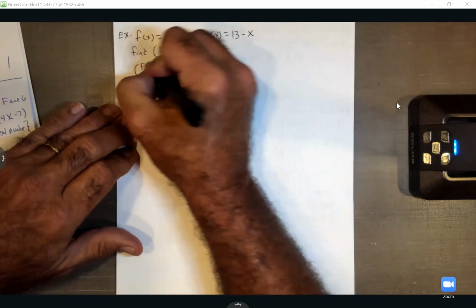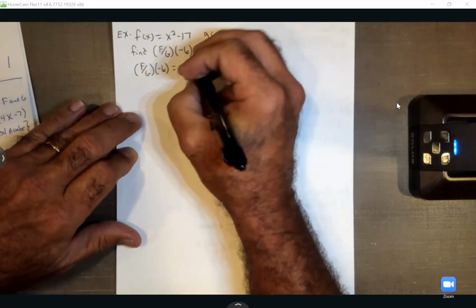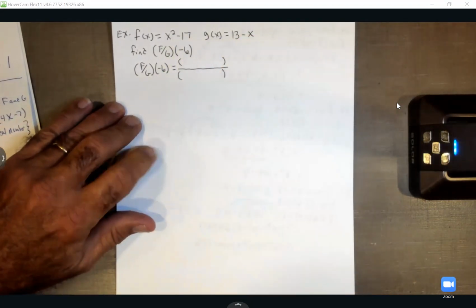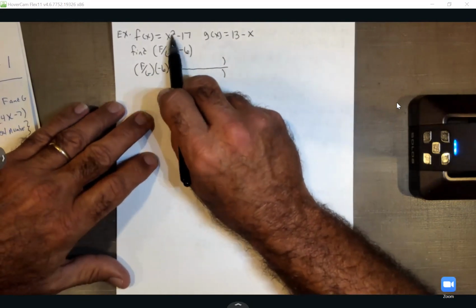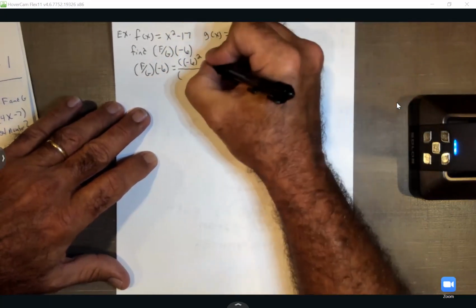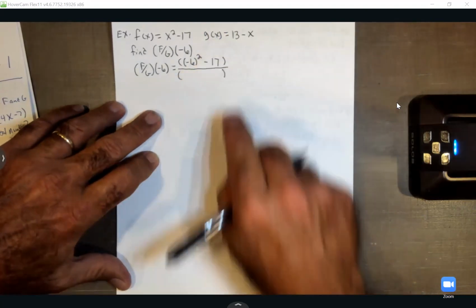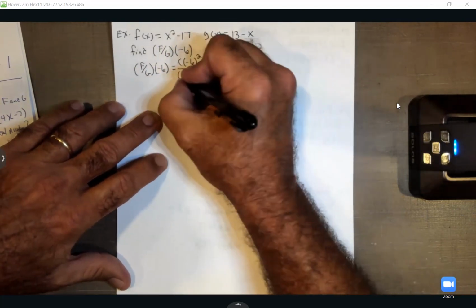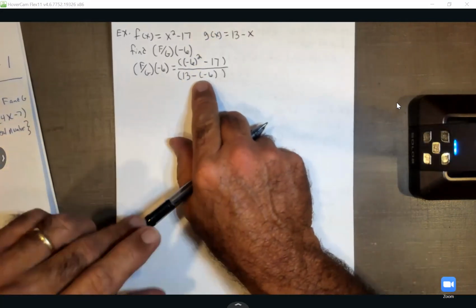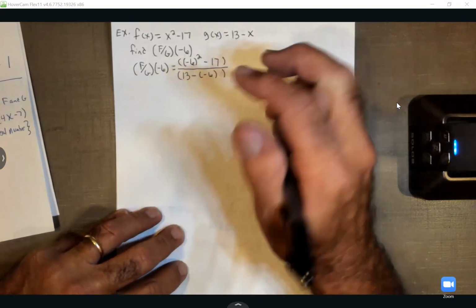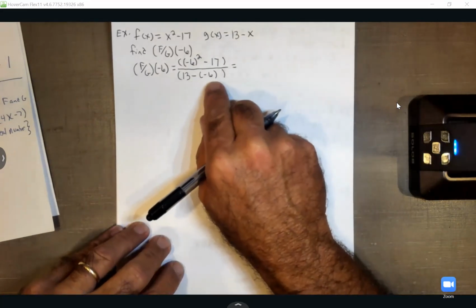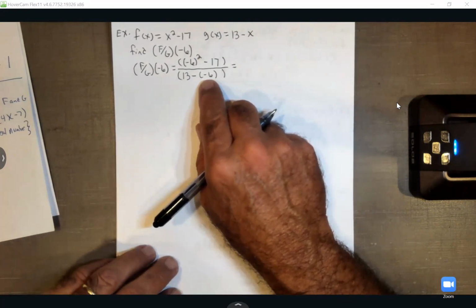So f divided by g of negative 6. I'm going to get a fraction again, my top divided by my bottom. Remember, they're giving me a value here, so I'm going to put my negative 6 in for that x, which means putting it in its own parentheses and squaring it, then subtracting that 17. Then here I have 13 minus a negative 6. I'm really just putting this negative 6 in parentheses to separate the two subtractions. A calculator wouldn't necessarily need these bottom parentheses because it knows what to do when you subtract a negative.